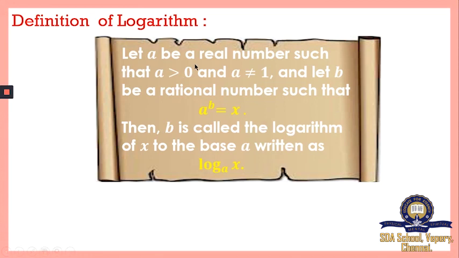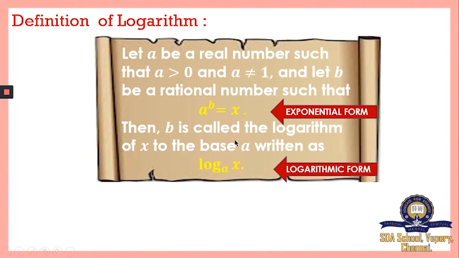Let a be a real number such that a should be greater than 0 and a should not be equal to 1. And let b be a rational number such that a power b equals x. This is the exponential form, right? Now we can write this exponential form in the logarithmic form, whereas b is called the logarithm of x to the base a, written as log x to the base a. So the first one is the exponential form and the second one is the logarithmic form.